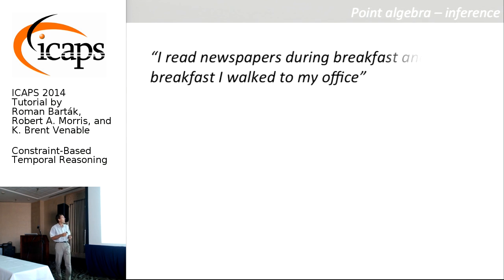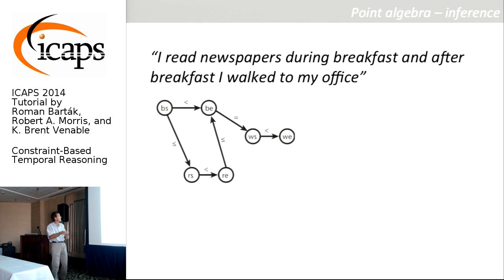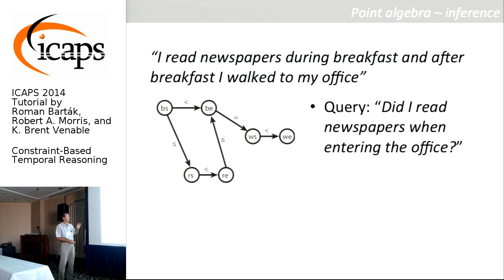Okay, so how can we do the inference? So this is our example. I read newspapers during breakfast, and after breakfast I walked to my office. So I can represent it using this PA network, point algebra network, with nodes corresponding to times and arcs describing the relations. And now I ask the question, did I read newspapers when entering the office? Well, what does it mean? It means that I need to find some relation between reading newspapers and entering the office.